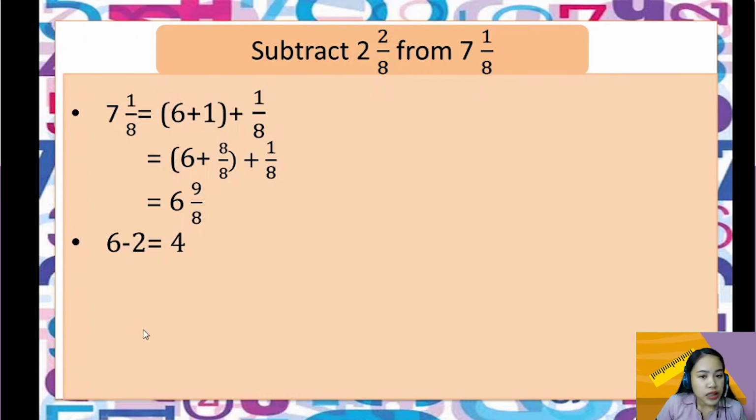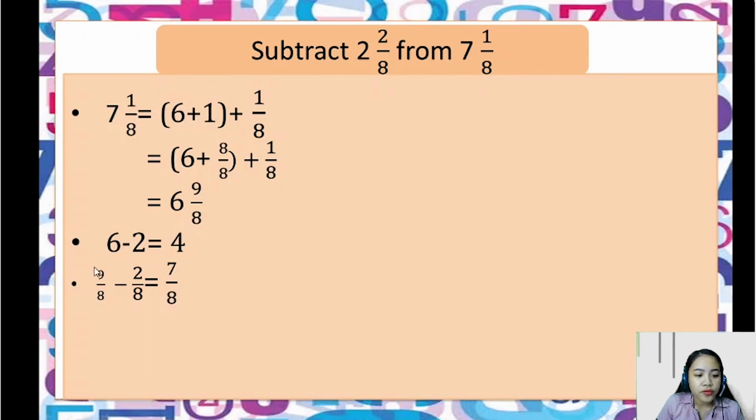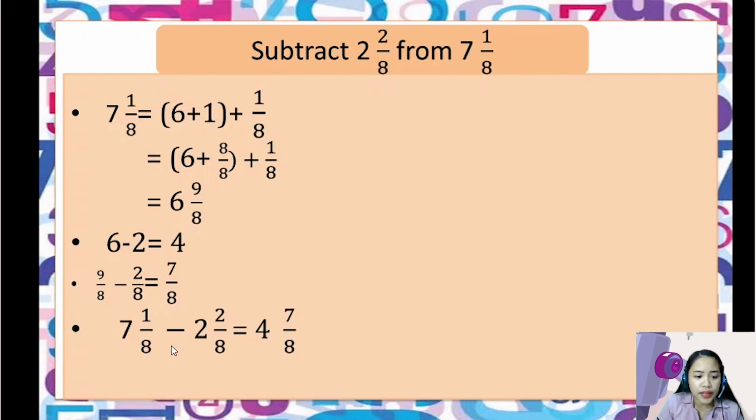And then, ayan. 6 minus 2. Kasi ito yung bago nating whole number. Yung 6, ima-minus natin yung 2. So, 6 minus 2 is equal to 4. The next one, we have 9 over 8, yung fraction nito, minus 2 over 8, yung fraction nito. So, 9 minus 2, pwede na ba? Pwede na. 9 minus 2 is equal to 7 over 8. So, ang sagot natin is, pagsamahin lang natin, 7 1/8 minus 2 2/8 is equal to yung 4 na nakuha natin nung minus natin yung dalawang whole numbers. And then, 7 over 8. Okay?